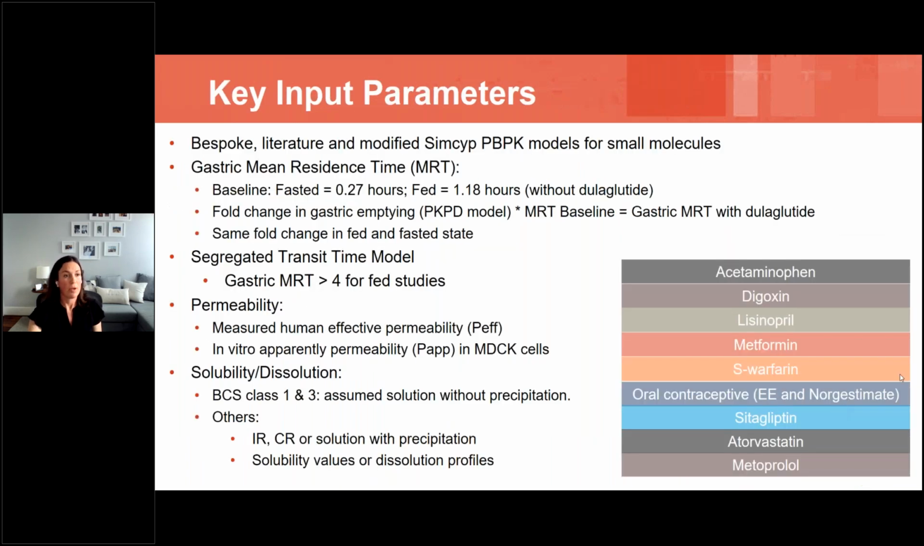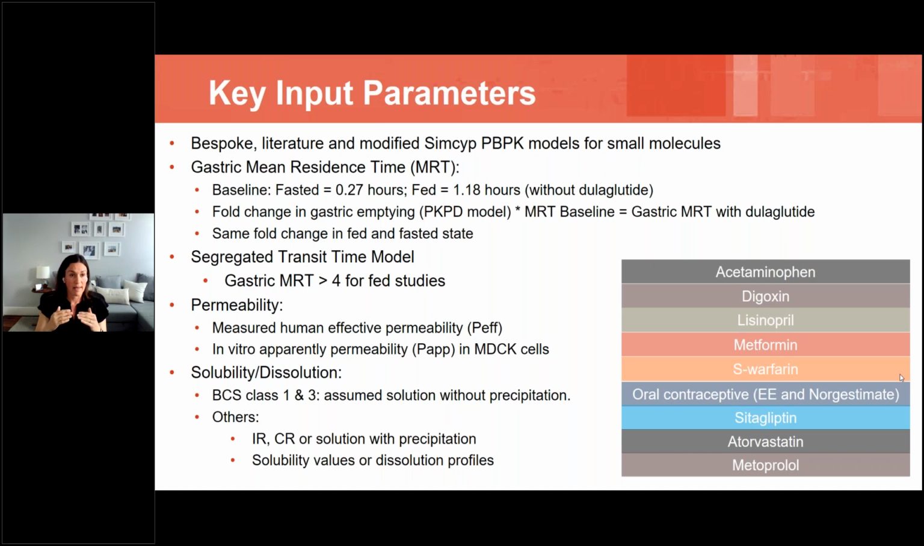Okay. So for our PBPK models, we either developed our own PBPK models, modified some literature PBPK models that we found, or used some of the Simcyp PBPK models available in the Simcyp library and modified them to incorporate the ADAM model, the absorption mechanistic model. And as Lysan mentioned, the key parameter for this project in Simcyp is called the gastric mean residence time. Our assumptions were that at baseline, the fasted gastric mean residence time was 0.27 hours, and the fed was 1.18 hours. This was without dulaglutide.